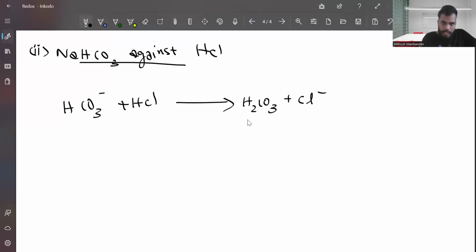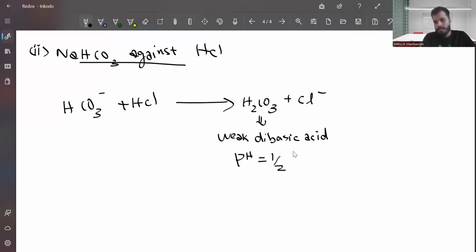Now, you see H2CO3 is, as I said, a weak dibasic acid. What will be the pH of it? pH will be half of pKa1 minus log C, right? C is basically concentration.